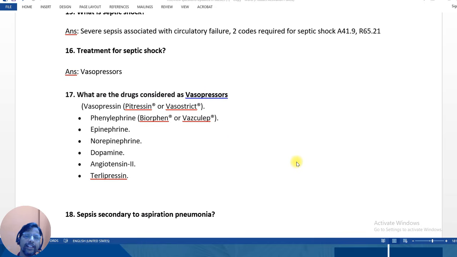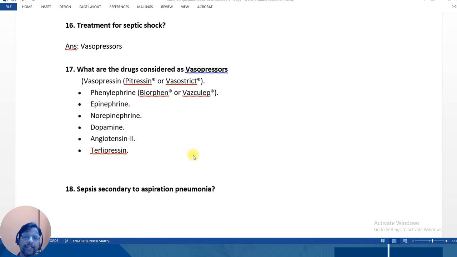What is the treatment for septic shock? The most common treatment for septic shock is vasopressors. Most of the time you will use these vasopressors for hypertension also. What are the drugs considered as vasopressors? Vasopressin, phenylephrine, epinephrine, norepinephrine, dopamine, angiotensin, and terlipressin. These are all example medications for vasopressors. If the documentation contains septic shock and these medications, you need to code septic shock.